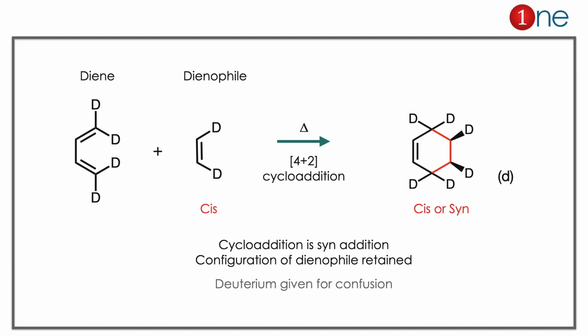Here deuterium is given for confusion. Even with hydrogen you will have the same results here. Here you have to learn only one important thing, which is that cycloaddition is a syn addition. Always the configuration of the dienophile is retained there.